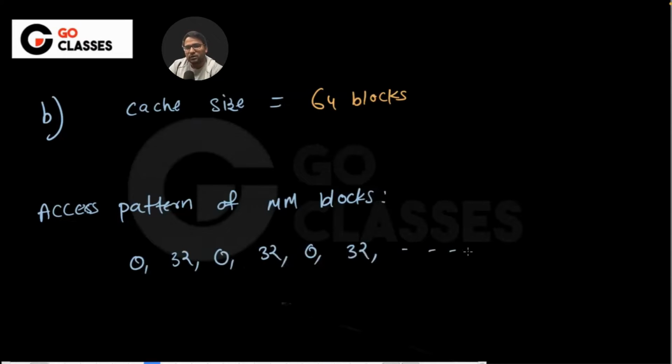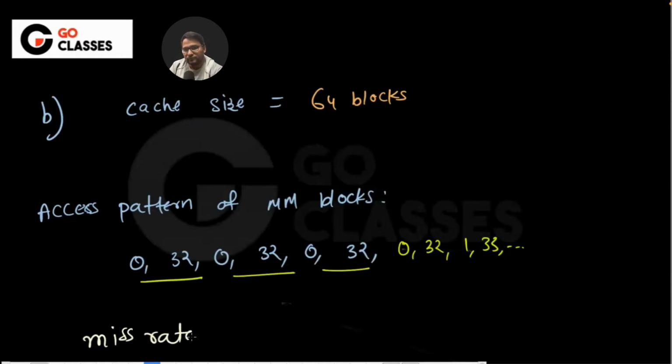Okay. So now you tell me, 4 times you have 0, 32, and then 133 and so on, right? So 4 times you have 0, 32, and then 133 and so on. Okay. So now you tell me, how much is the miss rate? What will happen now? Can anyone tell me? What is the miss rate?